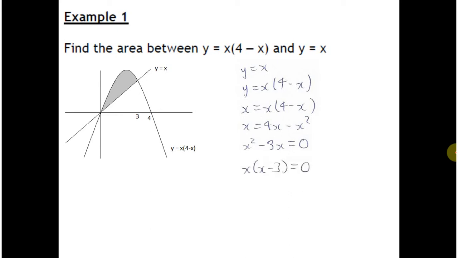Factorising, x is common to both terms, so we can take x out: x times x minus 3 is equal to 0. So it crosses at x equals 0, which we already had, as both the curves cross through the origin, and x equals 3, which is where the two curves cross again. So our limits are 0 and 3.